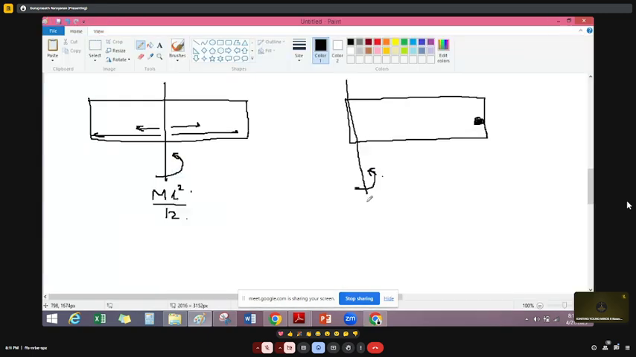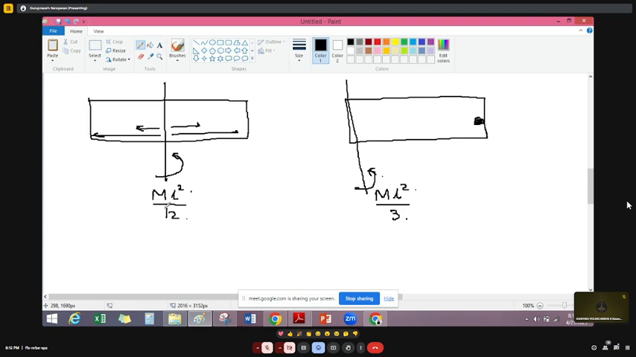So that means the moment of inertia, will it increase or decrease? Will it become difficult for you to rotate? Increases, sir. Yeah, moment of inertia will increase. Okay, so that's why it becomes divided by 3. So obviously this is a bigger number and this is a smaller number.